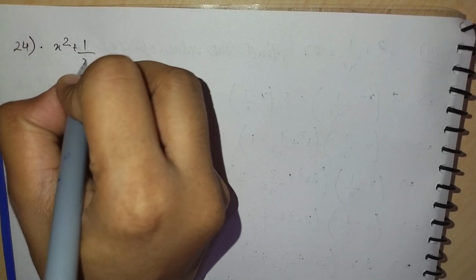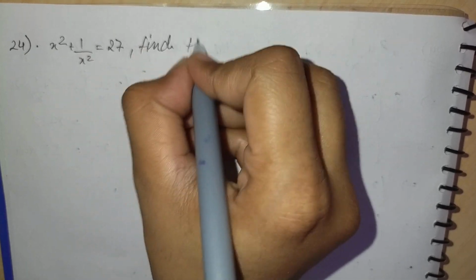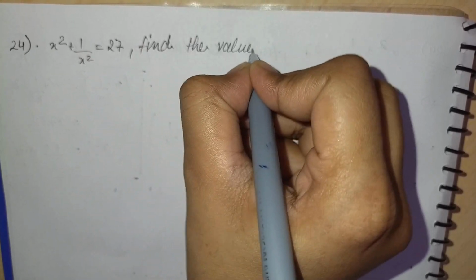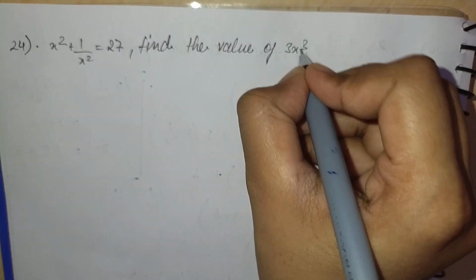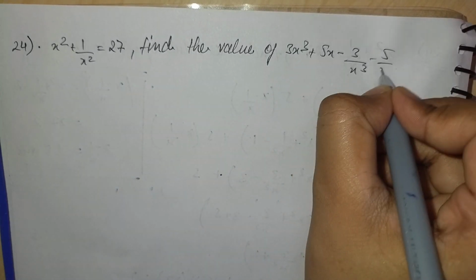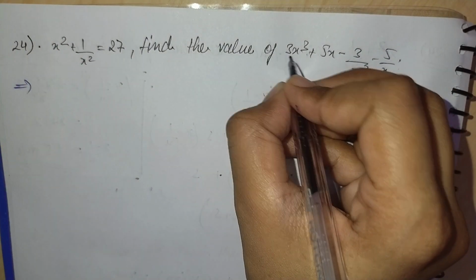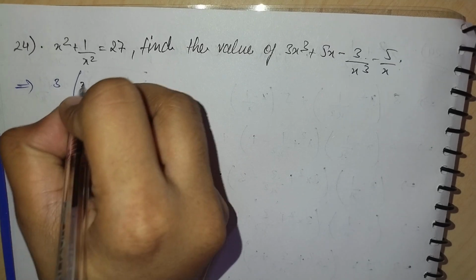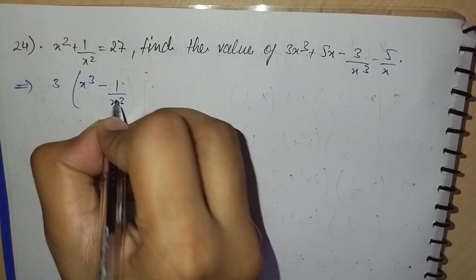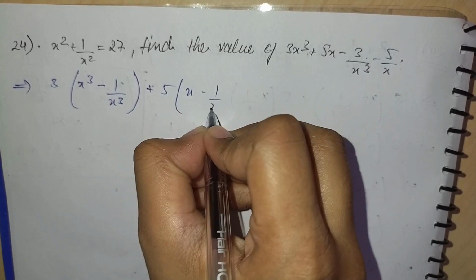Let us solve the 24th question here, which says that if x square plus 1 by x square is equal to 27, then find the value of 3x cube plus 5x minus 3 by x cube minus 5 by x. So here we have to solve this. Firstly we will take common 3 and 5 here. So 3 (x cube minus 1 by x cube). Here we will take 5 as common, so 5 (x minus 1 by x).